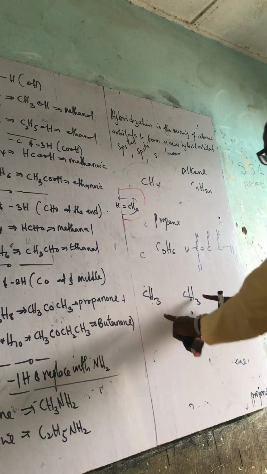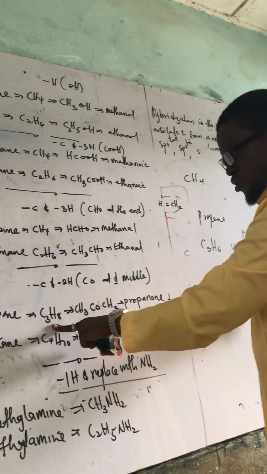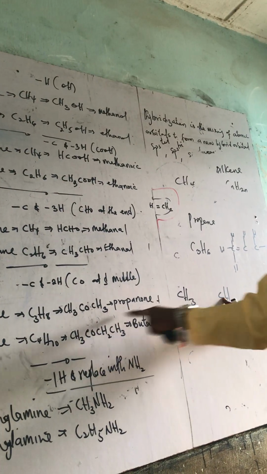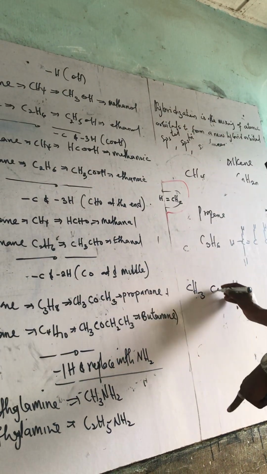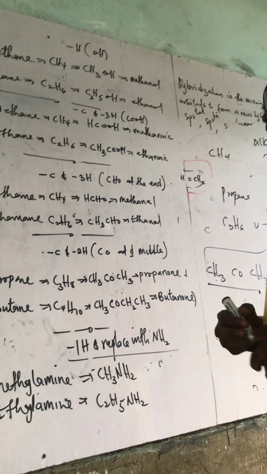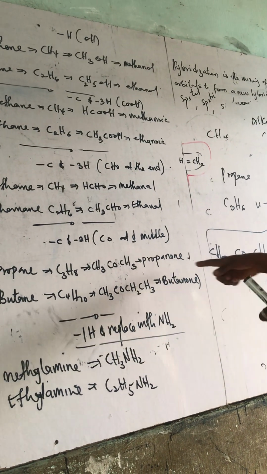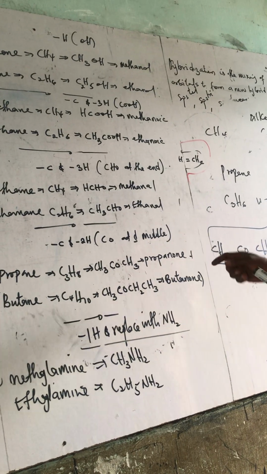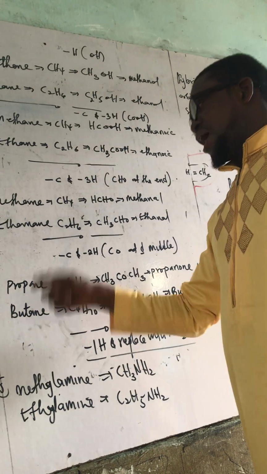So meaning hydrogen is now 6 minus 2. Then carbon is now 2 minus 1. Then at the middle you put CO. So what you have on the board is an example of ketone, and it is called propanone.